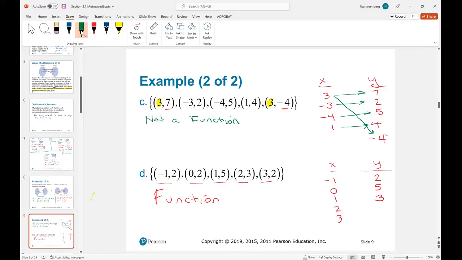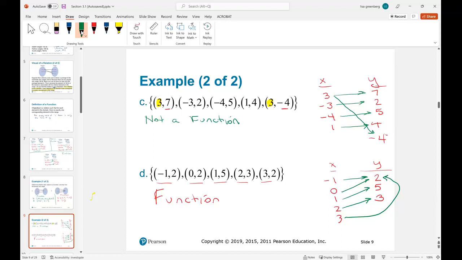So let's put little arrows. -1 goes to 2, 0 goes to 2, 1 goes to 5, 2 goes to 3, and 3 goes to 2. I'll just wrap it around like that. So if I ask you where -1 goes, it goes to 2. Where 0 goes, it goes to 2. Where 1 goes, it goes to 5. Where 2 goes, it goes to 3. Where 3 goes, it goes to 2. I don't have 2 different values for Y with the same X.